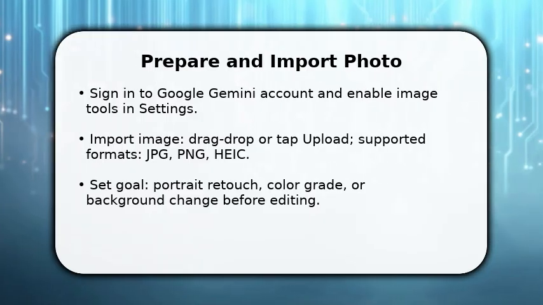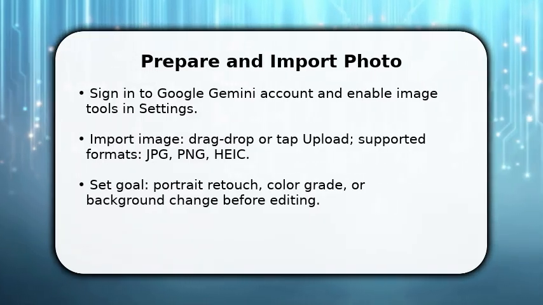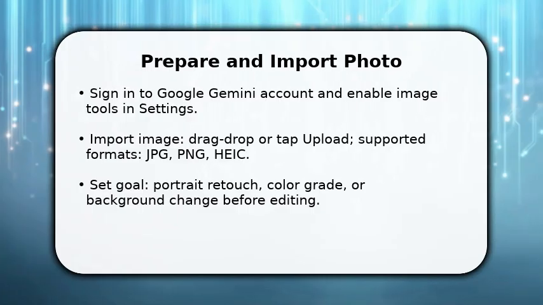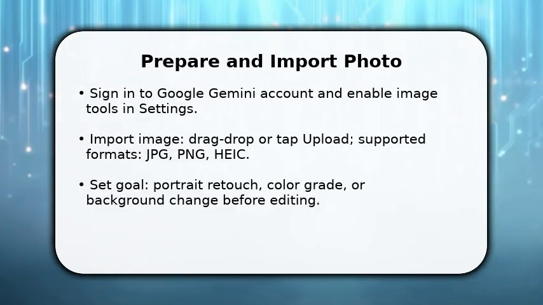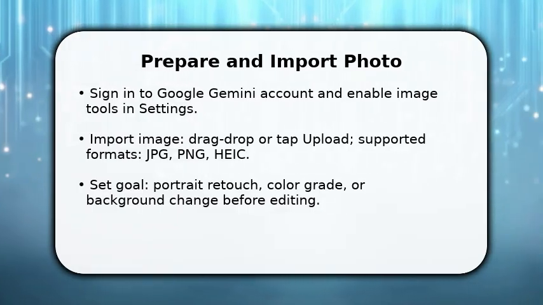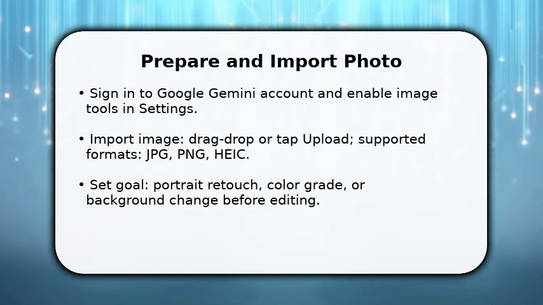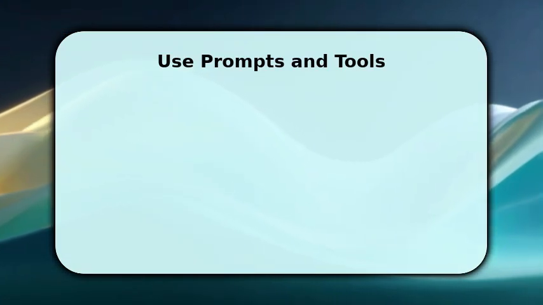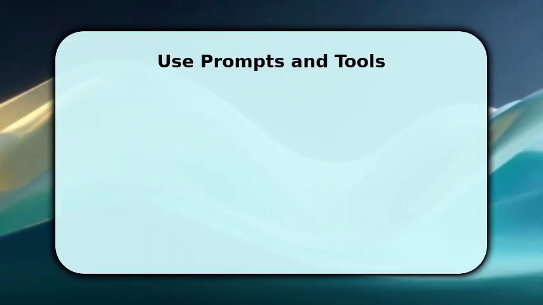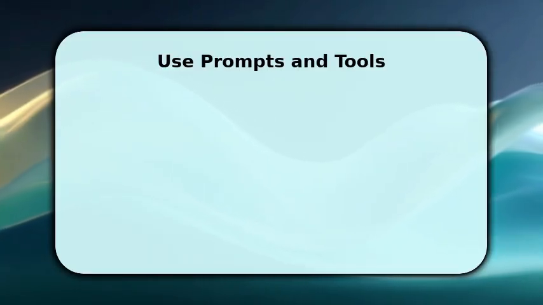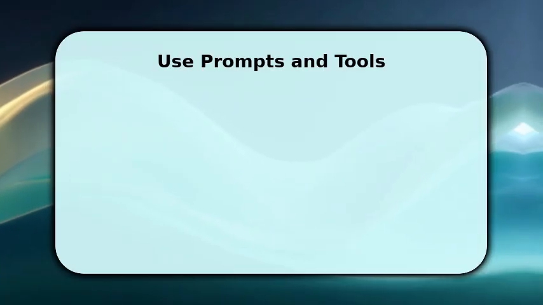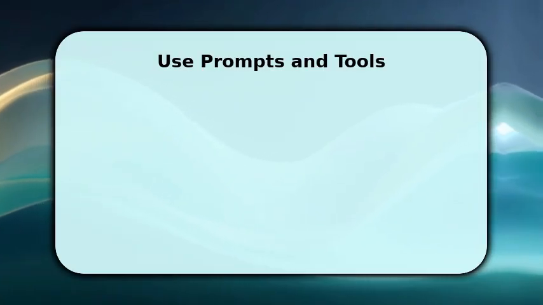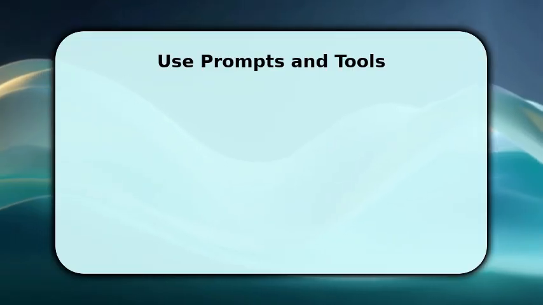Explain your editing intent to Gemini in one sentence: portrait retouch, color grade, or background change. Doing that narrows the model's suggestions and speeds up the workflow, so you get useful edits immediately. Once your photo is loaded, give Gemini a precise, actionable prompt describing the how and why. For example, increase exposure by 0.5, warm tones -10%, soften skin subtly for portraits.